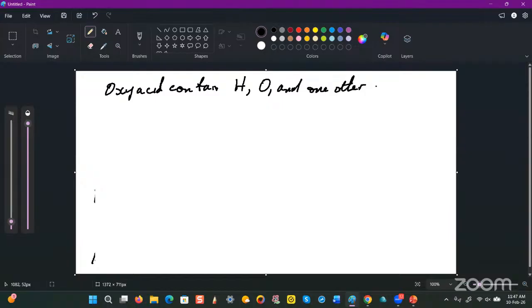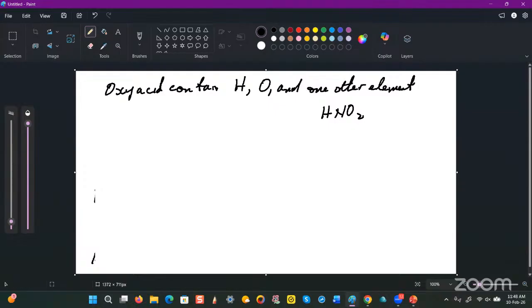One other element. All right. So again, I'm just going to go directly into a couple of examples. One example of an oxyacid would be HNO2, right? Now, there are several approaches you can take. I think this is the best approach, so let me go right into it. The approach I'm going to take is showing you how to name the acid based on its corresponding anion.